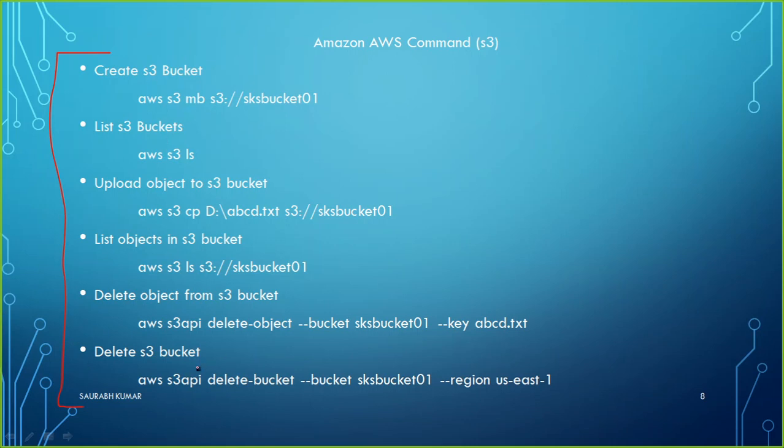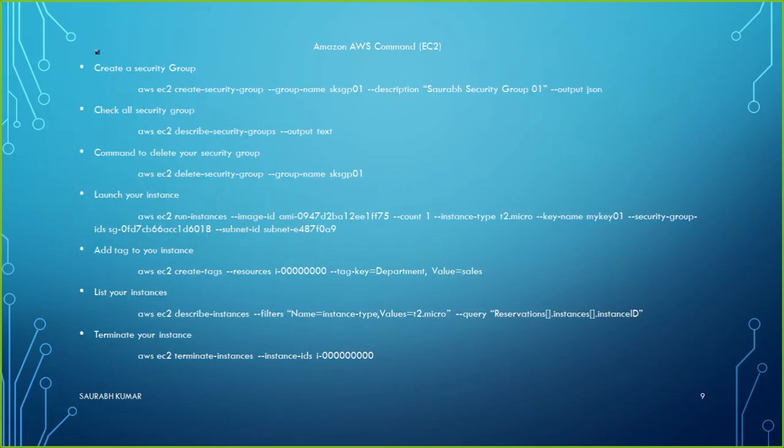You can execute them to practice with S3 buckets, and with EC2 services: how to create a security group, check a security group, launch an instance. You can even manually add a tag to your instance, list your instance, terminate your instance. You will now be able to perform all these tasks with the help of the Amazon CLI.